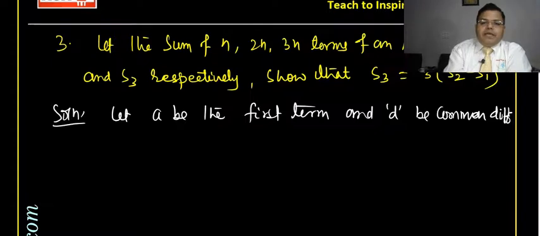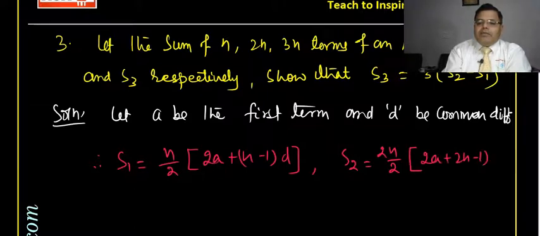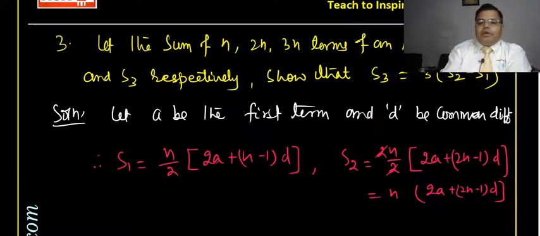S1 is equal to the sum of n terms, so n by 2 into (2a plus (n minus 1) into d). Similarly, S2 is equal to 2n by 2 into (2a plus (2n minus 1) into d). The 2s cancel, so it will be n into (2a plus (2n minus 1) into d). That will be S2.